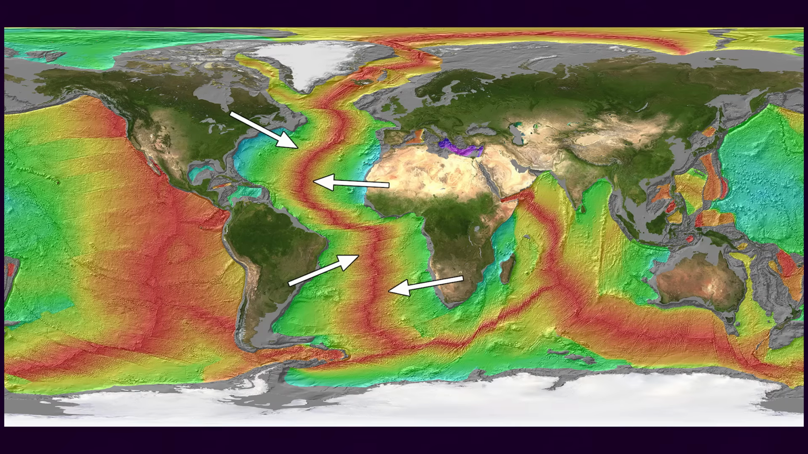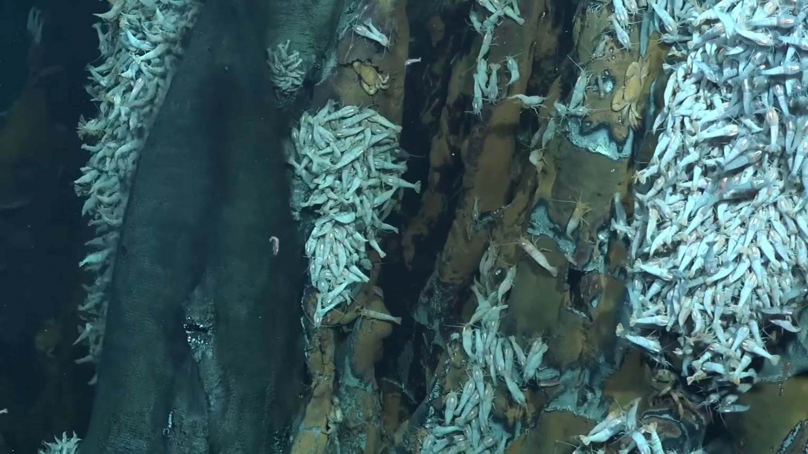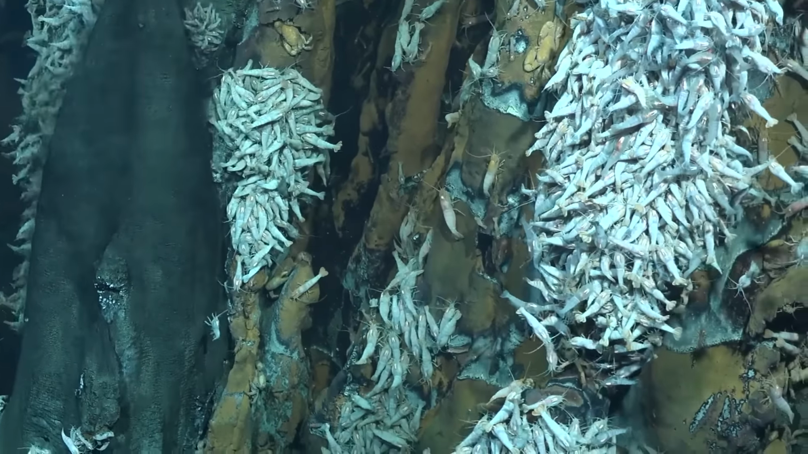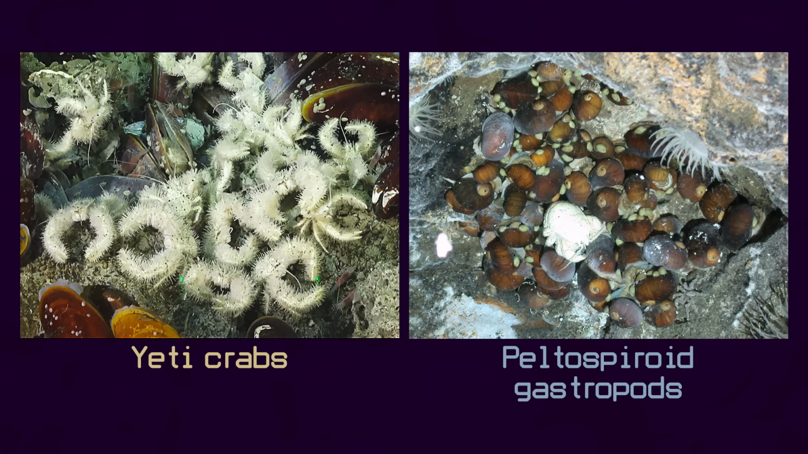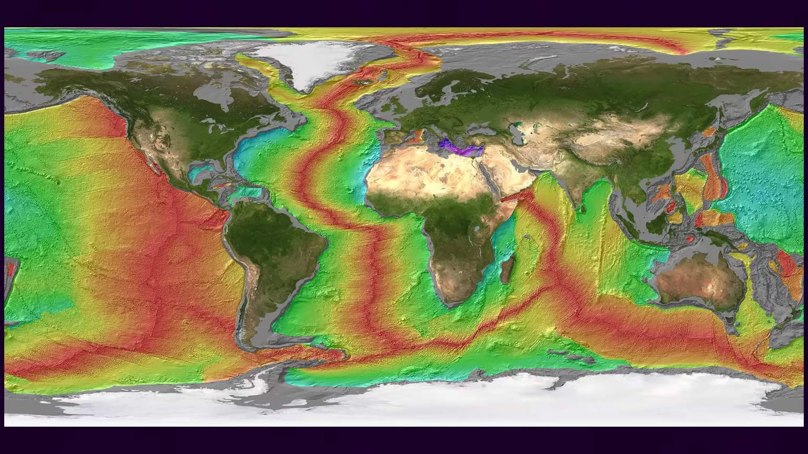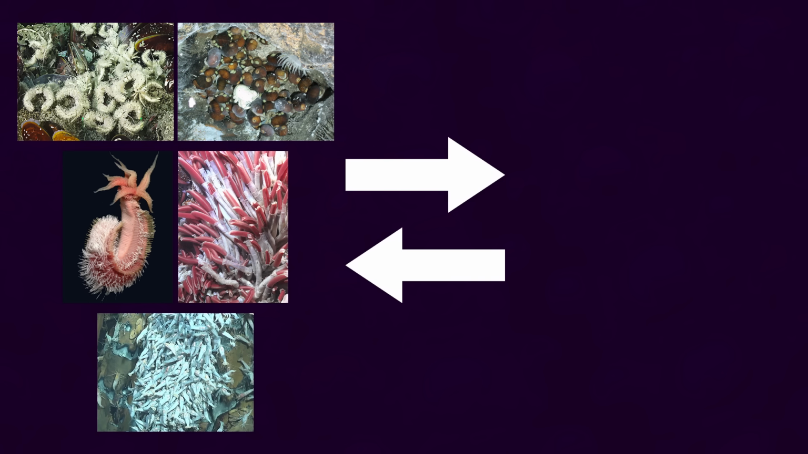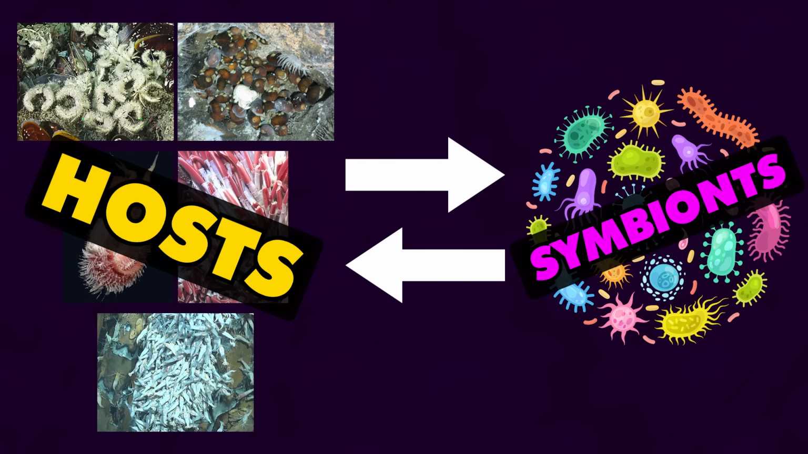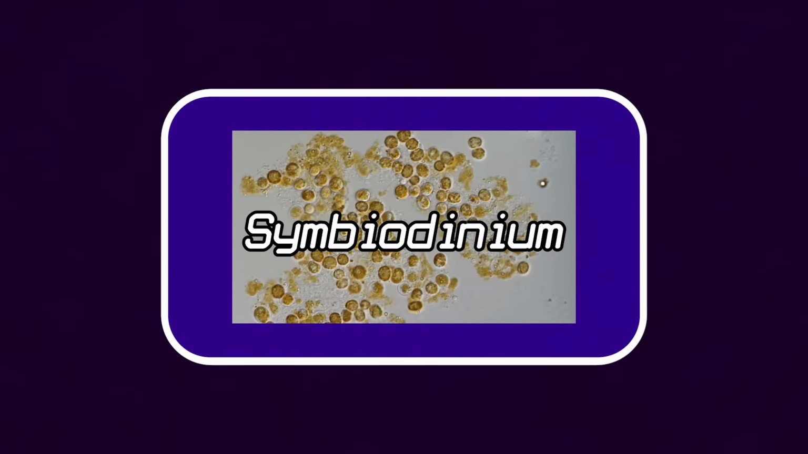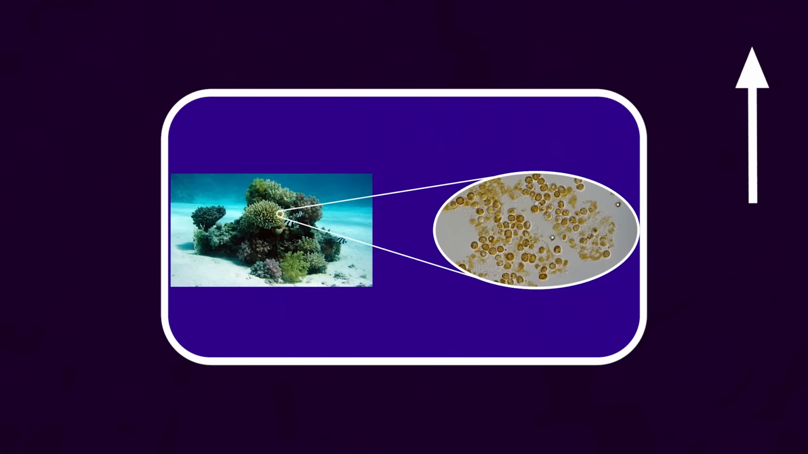At vents around the mid-Atlantic ridge, you will find no tube worms, but instead a whole lot of shrimp. Yeti crabs and peltospiroid gastropods make up the foundational animals at vents in the Southern Ocean, and etc. and etc. All these invertebrates have a symbiotic relationship with the microbes found at the vents, making the invertebrates themselves the hosts and the microbes the symbionts. And we've talked about these terms before back in my dinoflagellates video. Go check it out if you haven't seen it yet.